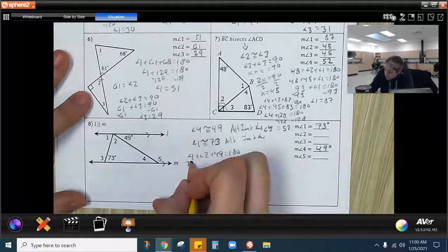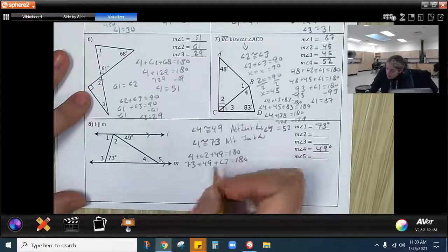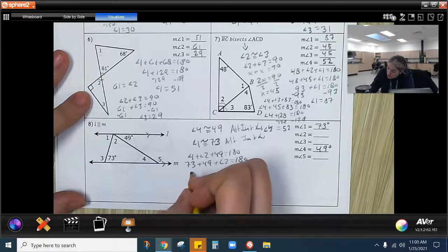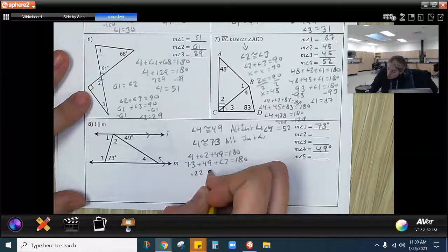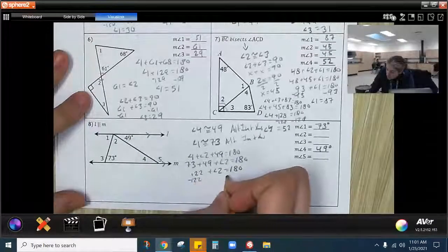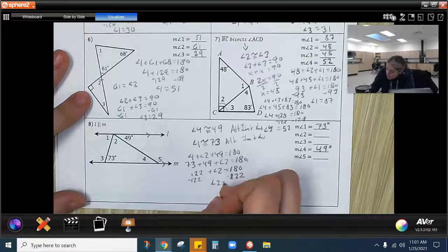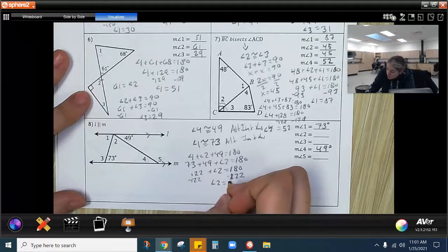So angle 1, we know, was 73, plus 49 plus angle 2 is equal to 180. So that would be 122. So when I subtract 122 on both sides, there we go. Angle 2 is equal to 58.